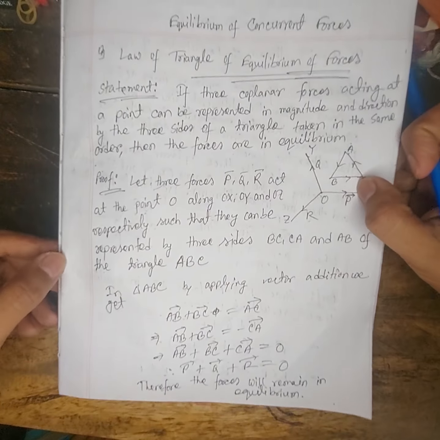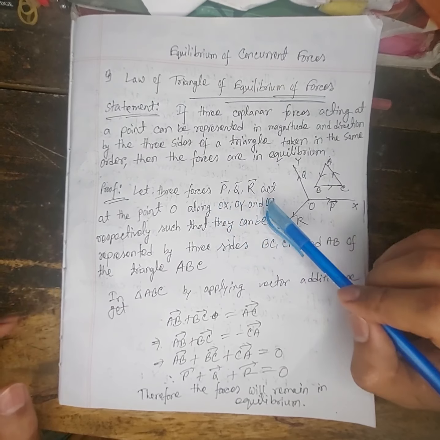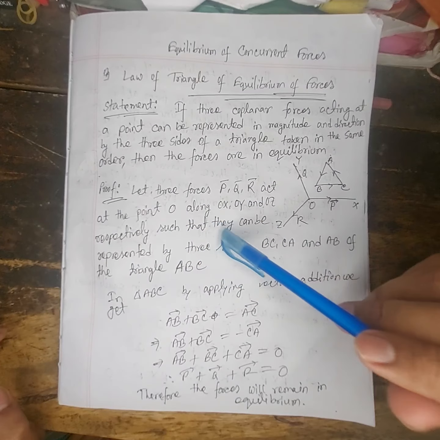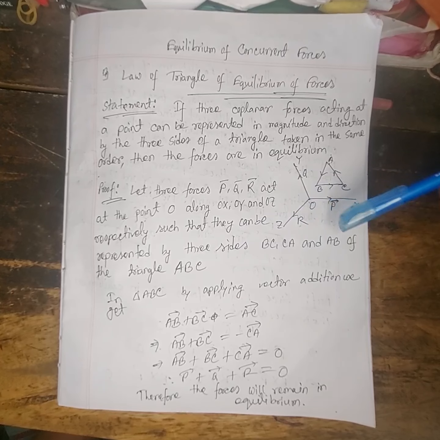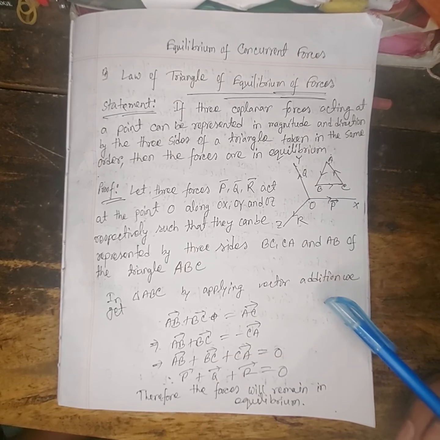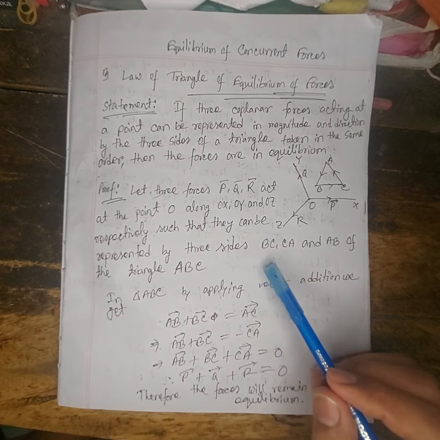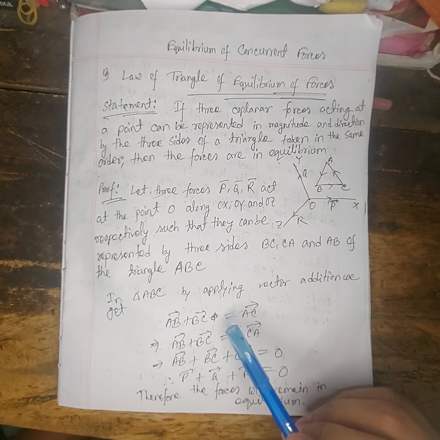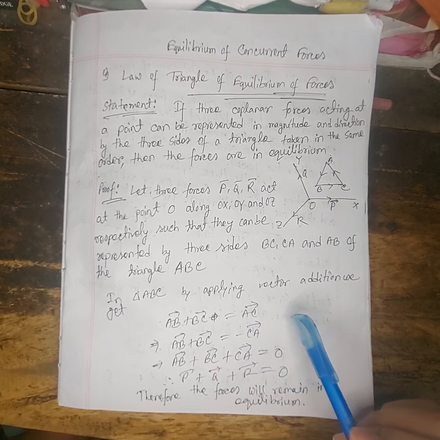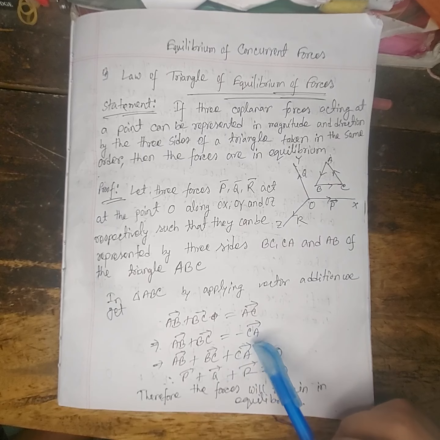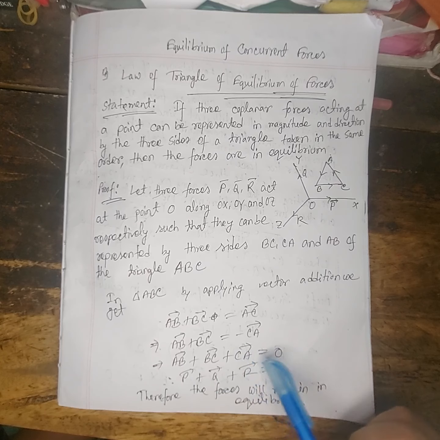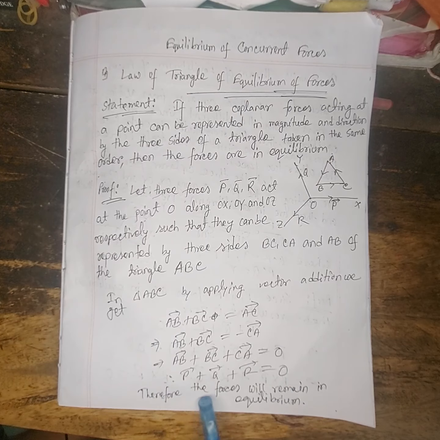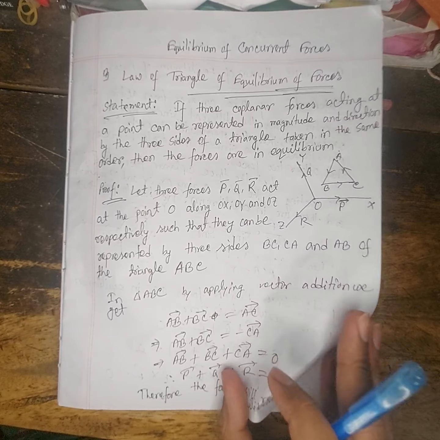Here three forces P, Q, R act at the point O along OX, OY, OZ respectively, such that they can be represented by the three sides BC, CA and AB of the triangle ABC. In triangle ABC, by applying vector addition, we can write AB plus BC is equal to AC. We can convert this AC into minus CA, so AB plus BC plus CA is equal to 0. Therefore the forces will remain in equilibrium.